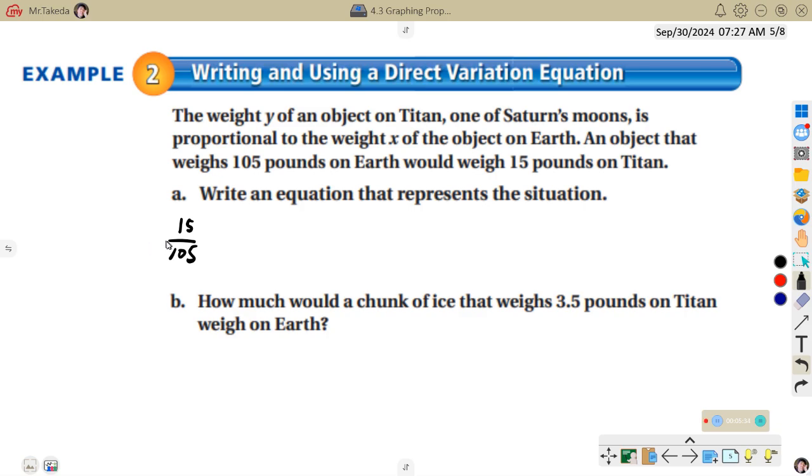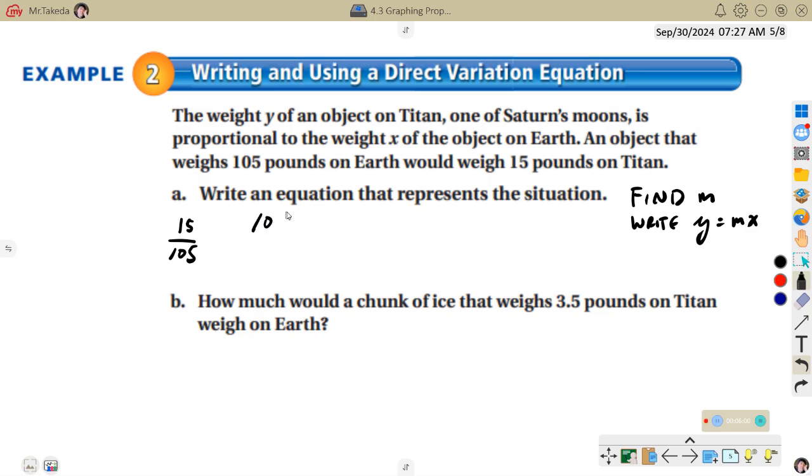But if we want to write the equation, we have to find M. And then we write Y equals M times X. So here's our ratio. And so let's take a look at it this way. This is going to be one of our points.